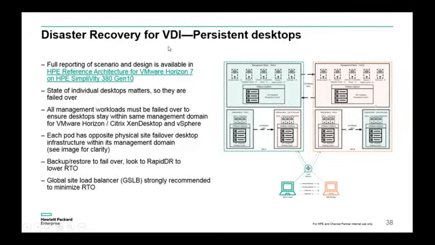Disaster recovery for VDI persistent desktop. The full reporting of scenario and design is available in the HP reference architecture. The state of individual desktop matters, so they are failed over. All management workload must be failed over to ensure desktops stay within the same management domain for VMware Horizon, Citrix XenDesktop, and vSphere. Each pod has an opposite physical site failover desktop infrastructure versus management domain. So it's bi-directional actually: site A to site B and site B to site A.